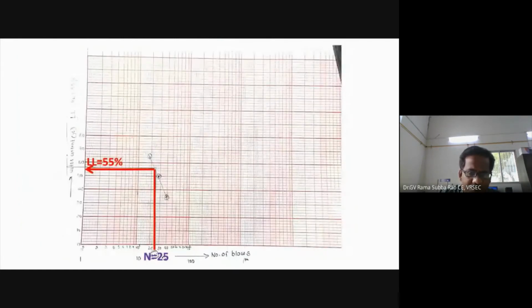Now this is the plot. As I mentioned, water content is on the y-axis in arithmetic scale. Here you see 10, 20, 30. Water content is expressed in percentage, so here 10%, 20%. That means 1 centimeter is equal to 10%. Now coming to the logarithmic scale, I already mentioned the number of blows should be plotted on a logarithmic scale.